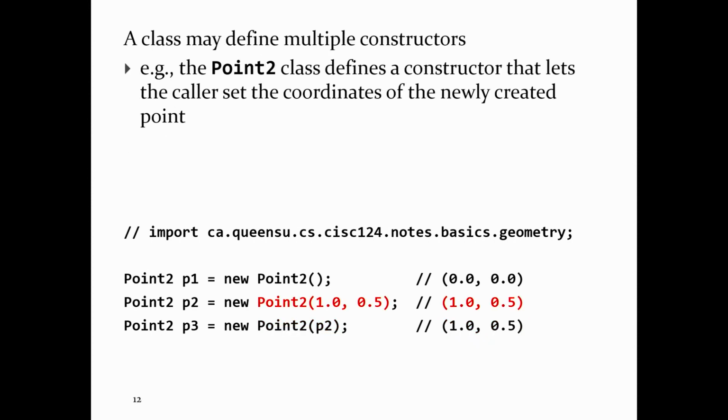And then a class can add as many constructors as it wants, subject to certain rules. So the Point2 class also defines a third constructor that takes in a double and a double. The purpose of that constructor is to initialize the point so that its coordinates are equal to the passed-in values.